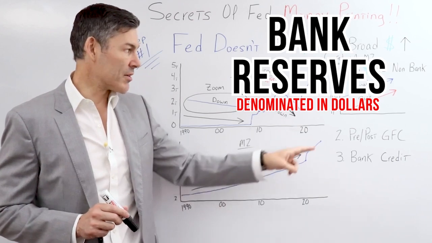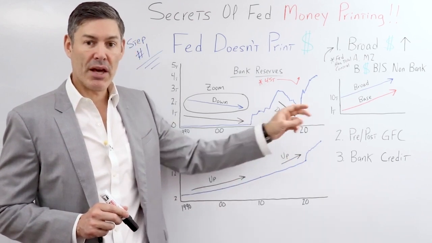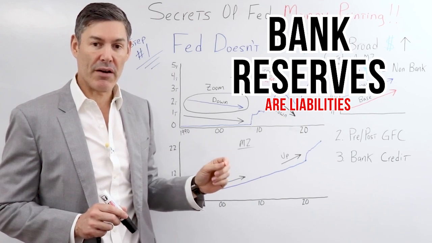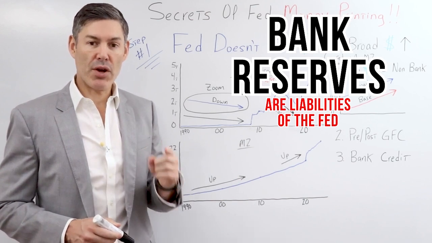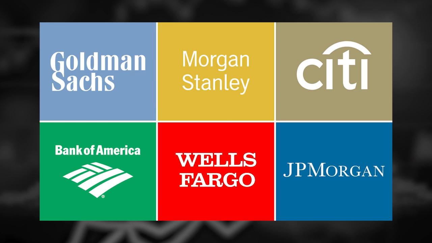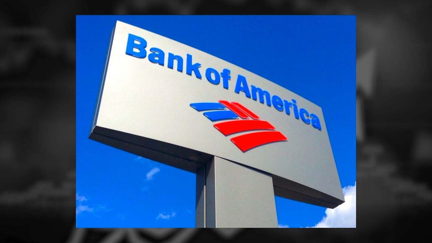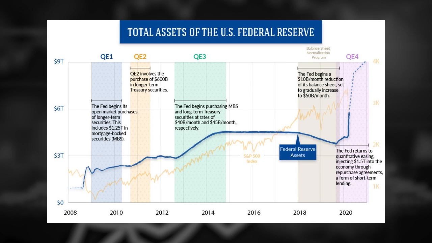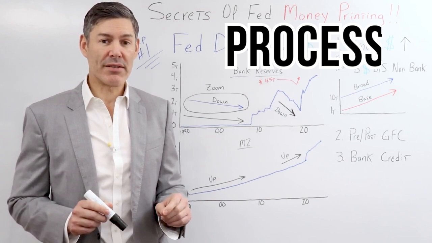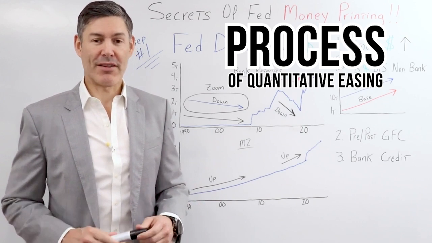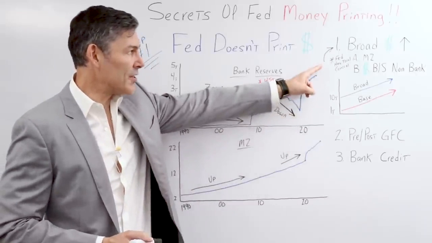What they do create are bank reserves denominated in dollars. A lot of economists call this base money. And these bank reserves are liabilities of the Fed, just like the dollars you have in your account are a liability of your local bank, whether that's Chase, Wells Fargo, Bank of America. They use these bank reserves to buy assets when they're doing quantitative easing. And we're going to get into the process of quantitative easing much more extensively throughout the rest of this video. We're going to start with definitions.